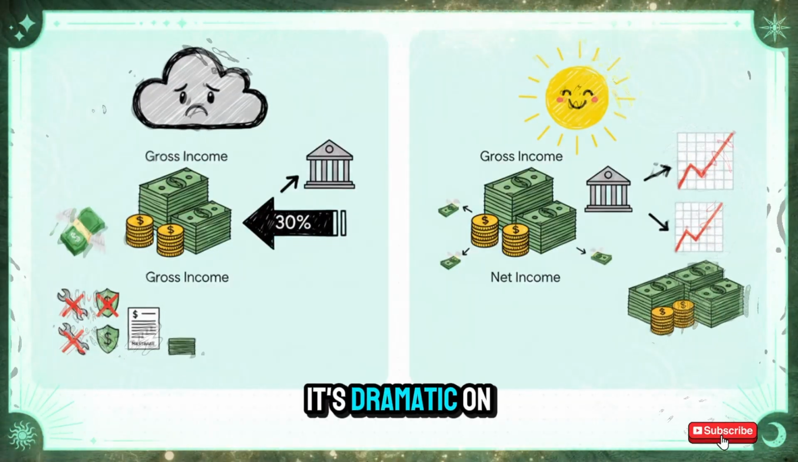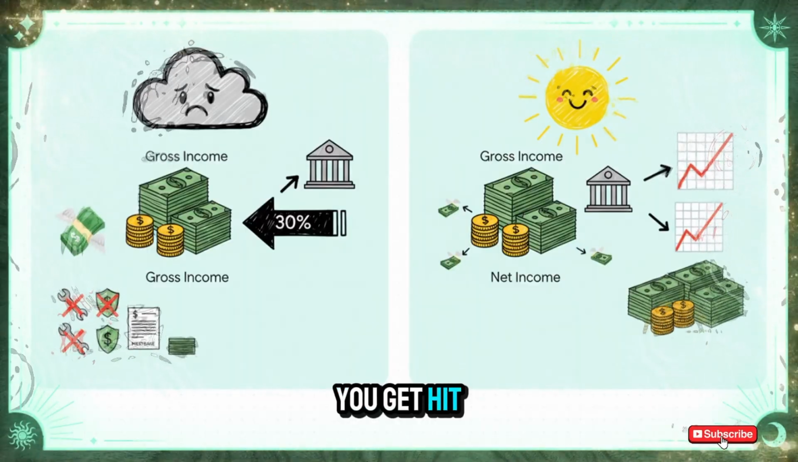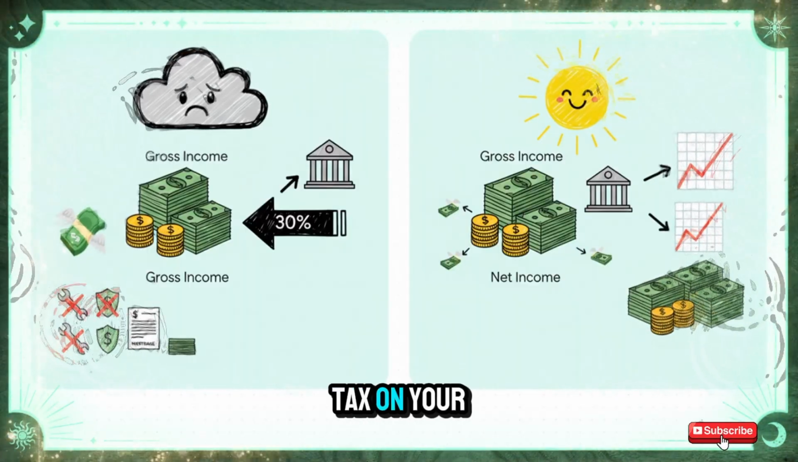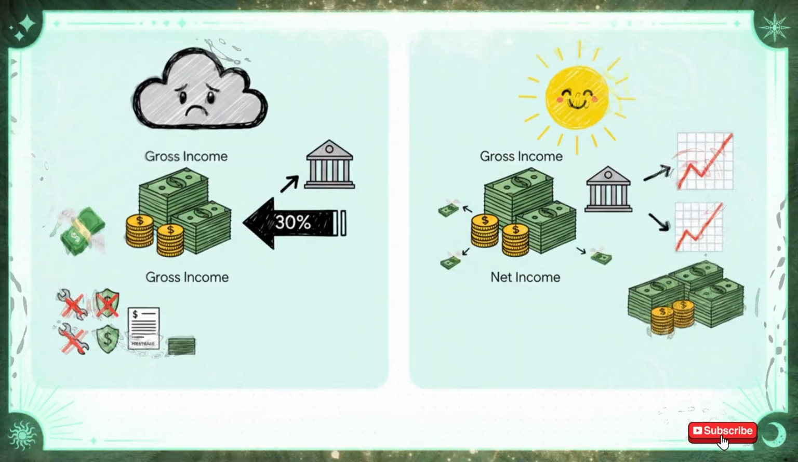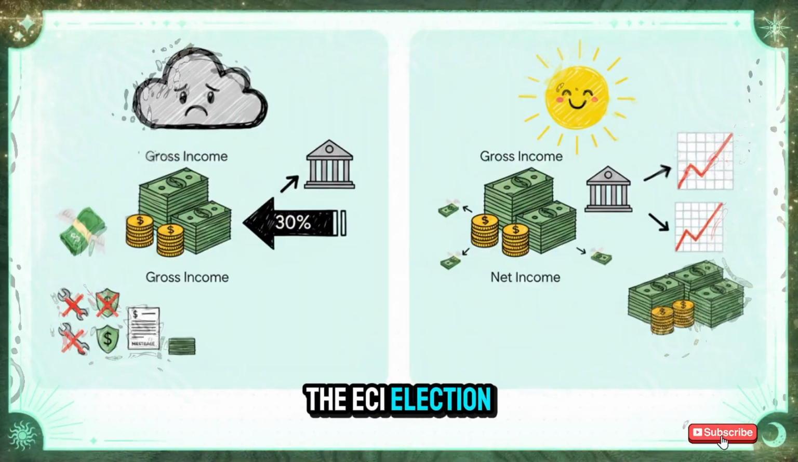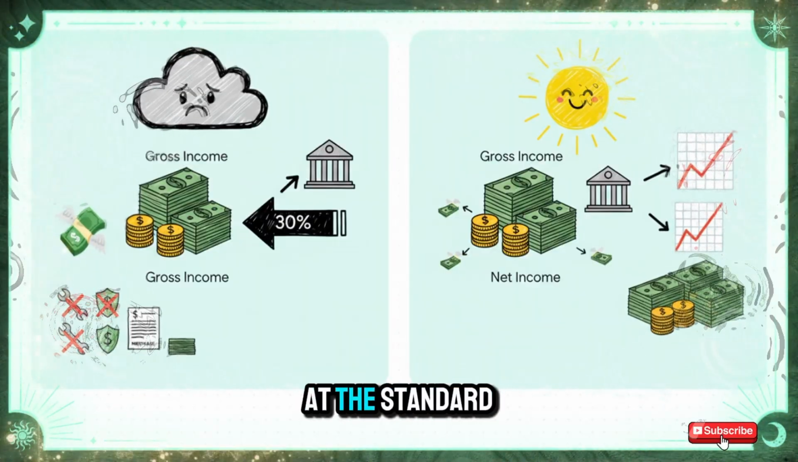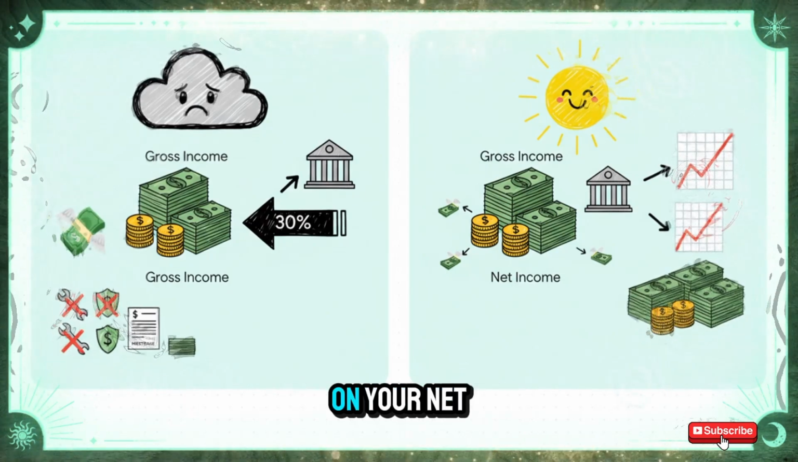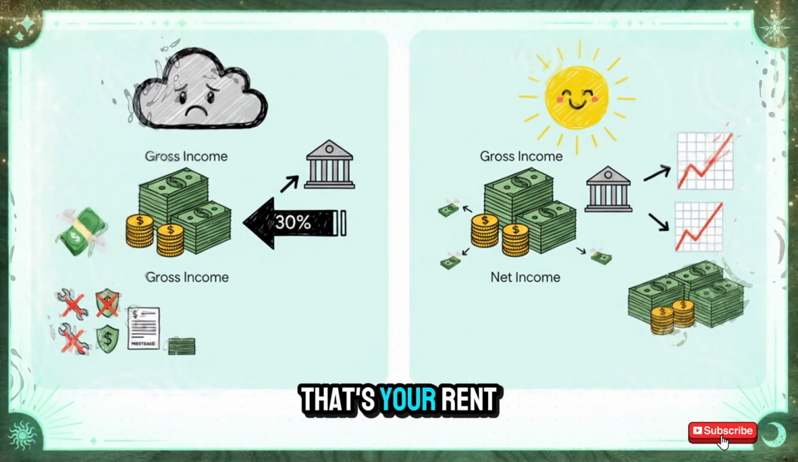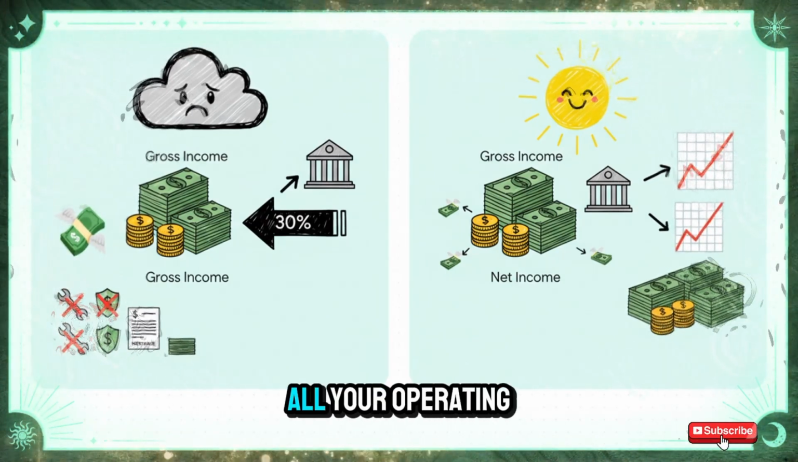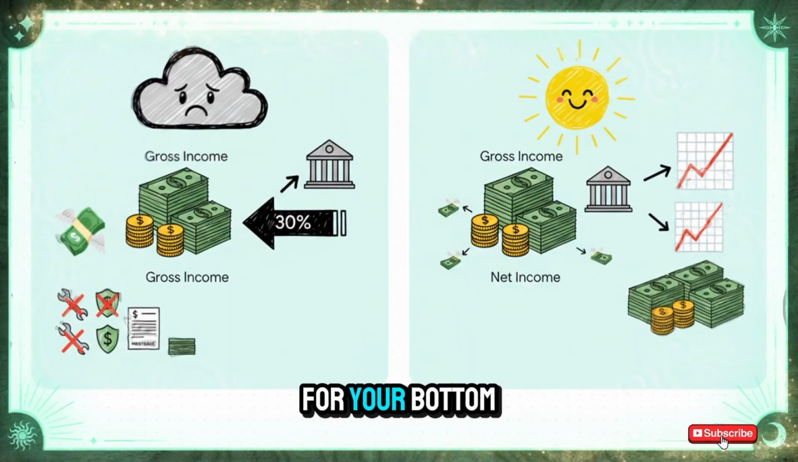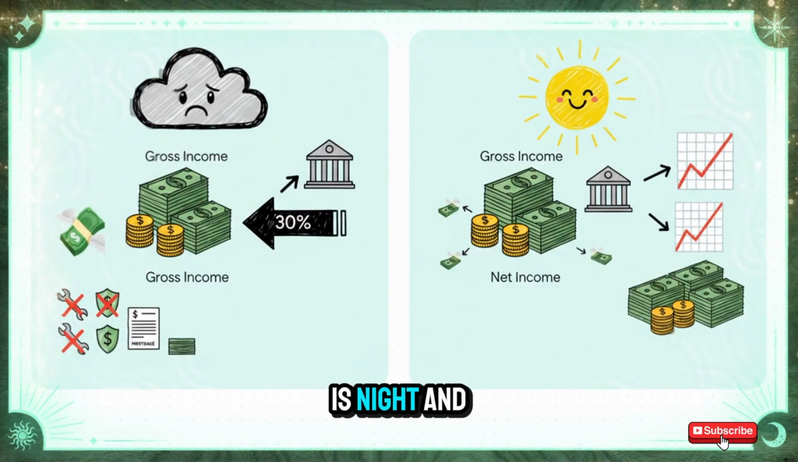It's dramatic. On the default path, you get hit with that 30% tax on your gross rent, period. But by making the ECI election, you switch over to being taxed at the standard US graduated rates on your net income. That's your rent after you deduct all your operating expenses. For your bottom line, the difference is night and day.